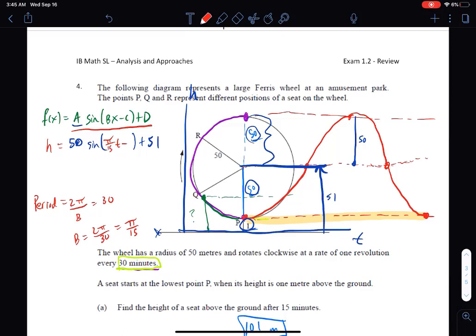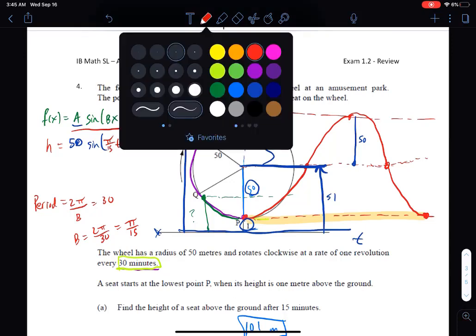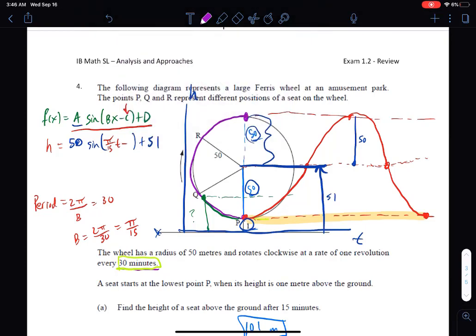Now, the last thing I need to figure out is the value c. And that's found from the phase shift. The phase shift is basically how far we shifted from where the graph should usually start to where it's actually starting in the reality of the question. So technically it's a sine wave. A sine wave should start at the middle, right there where that pivot point is, and it's actually starting on the bottom.